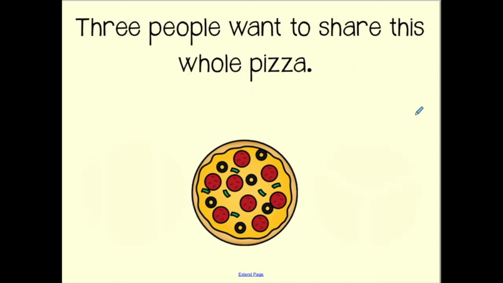So look at this pizza. 3 people want to share this whole pizza. Maybe it's going to be Ms. Vossler and me and Mr. Lizer. We're going to share this pizza, okay? Now, we're all really hungry.